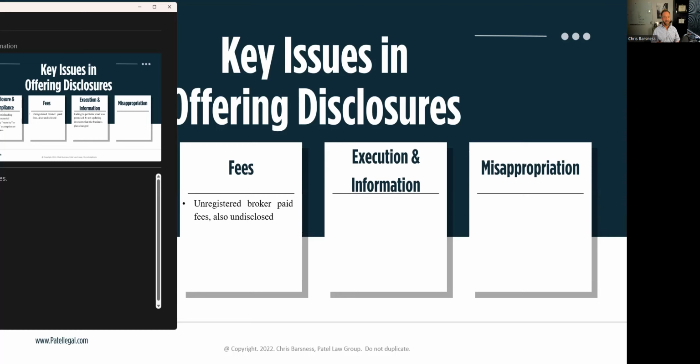Using finders is not a good idea. So anyone who says, I'm going to bring in $1 million and you cut me a check for 10%, $100,000 the day they fund their money, and we're good.